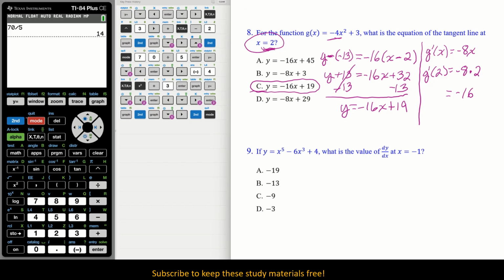Okay, now let's look at number 9. If y equals x to the fifth minus 6x to the third plus 4, what is the value of the first derivative with respect to x at x equals negative 1? We're going to do what we did before. If you watch the other videos with me, we will enter this into the calculator and let the calculator give us that value at negative 1. Okay, so let's do that.